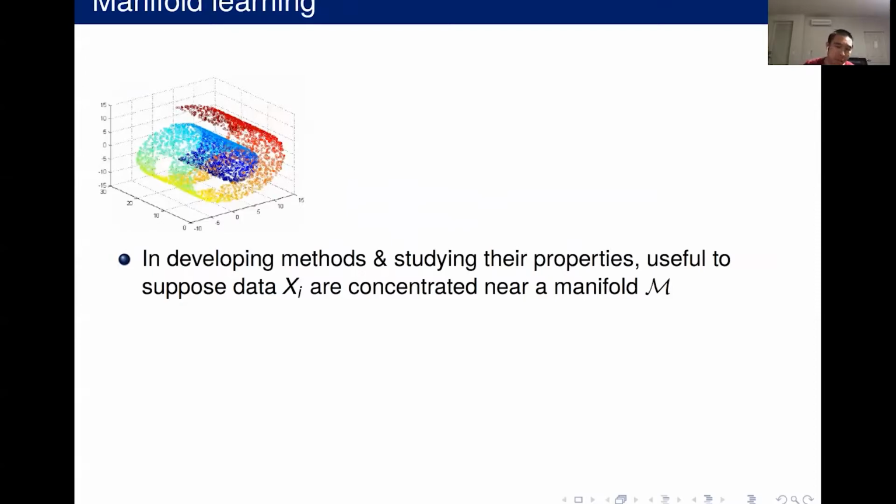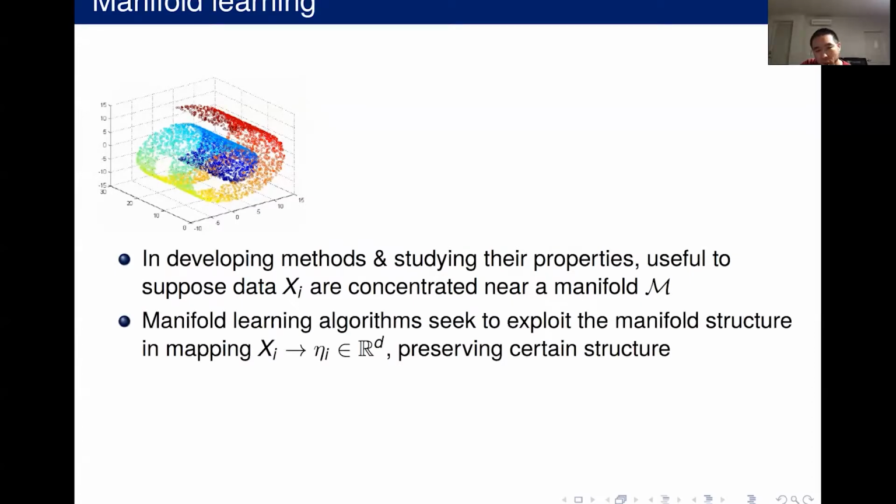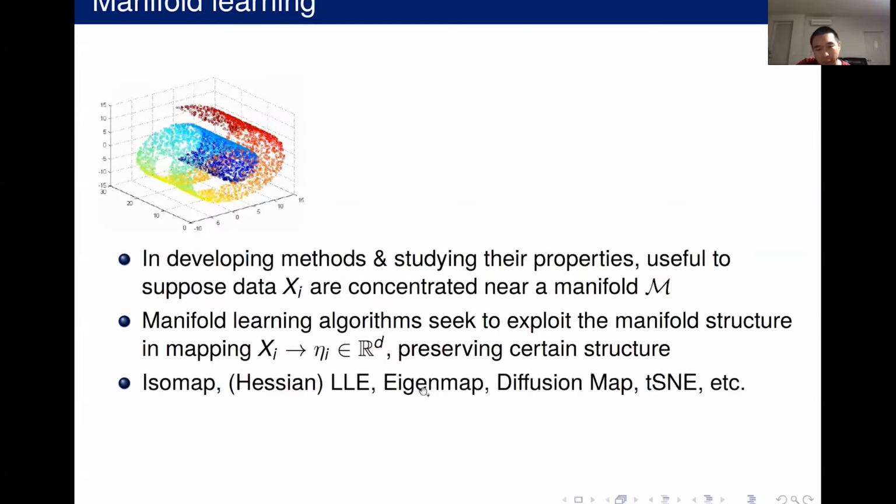So to develop method and theories, we need some sort of assumption on the data. So here we assume the data x_i are concentrated around a manifold M. This figure shows an example, the sphere. It's a two-dimensional surface embedded in three-dimensional Euclidean space. Manifold learning algorithms seek to exploit the manifold structure through some mapping from the observation x_i to the latent factor eta_i living in a low-dimensional space, while preserving certain structure. For example, if the pairwise distance is preserved, then we have Isomap. Similarly, there are Hessian locally linear embedding, Laplacian eigenmap, diffusion map, t-SNE, etc.